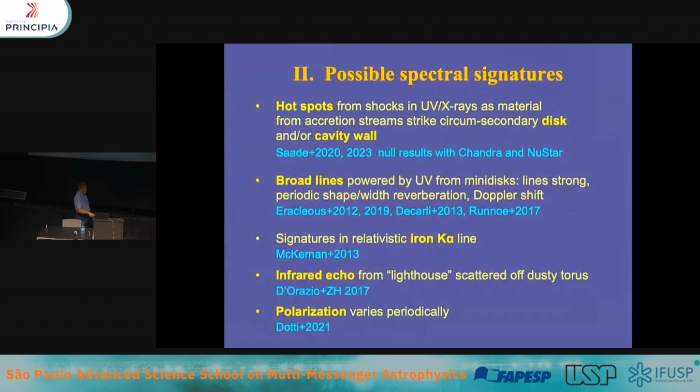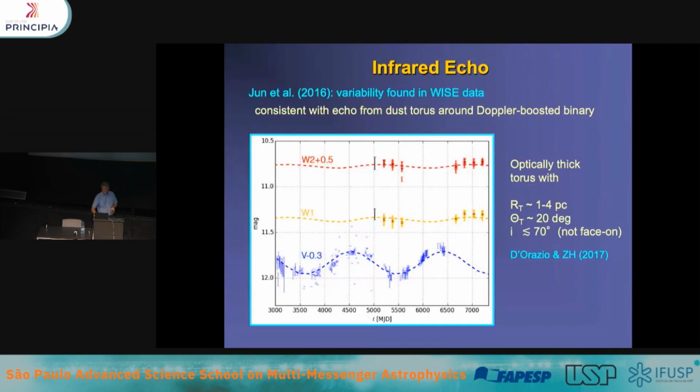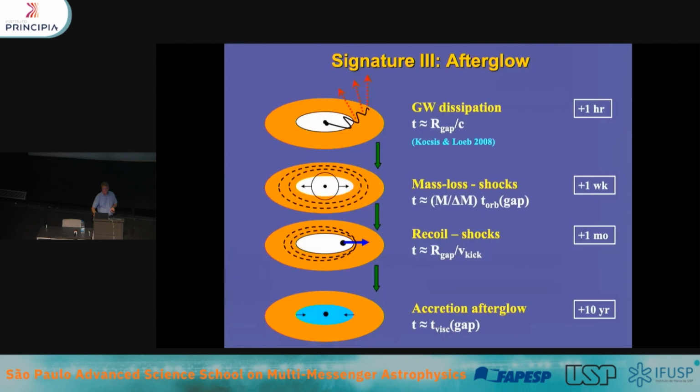The last thing I listed here is polarization, which is also interesting. The light that's scattered from this scattering torus can also become polarized. And then the polarization direction and amplitude will periodically fluctuate following the binary's motion. So that's hard, but again, maybe 1% or 0.1% polarization is possible in this kind of model. So I want to leave time for one more thing, which is the afterglows, and that will be my last bit about this topic.